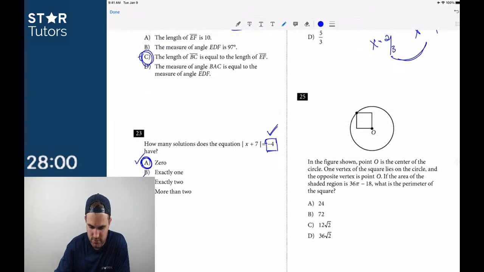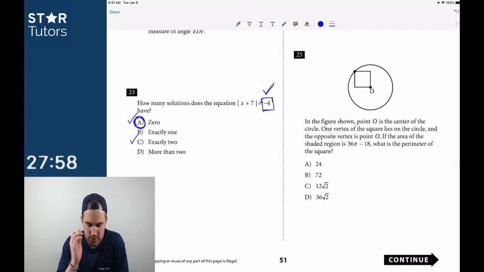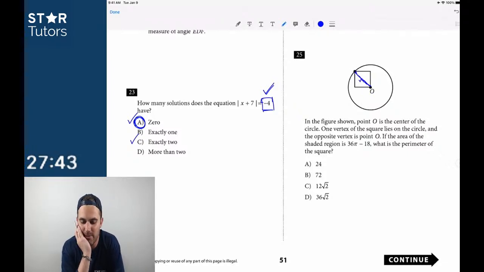25. Figure shown below, O is the center of the circle. Okay, if this is the center of the circle, right, just draw. These are little things that if you do enough of these problems, if you see enough of these tests, they all end up being the same. Right there, that's the radius of the circle. So if they give us the radius, that's going to help us a lot.